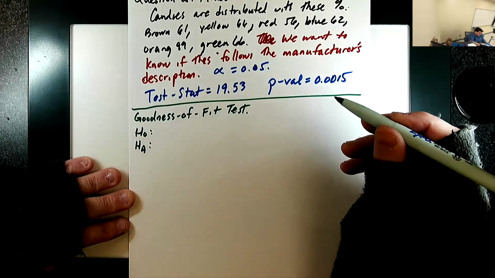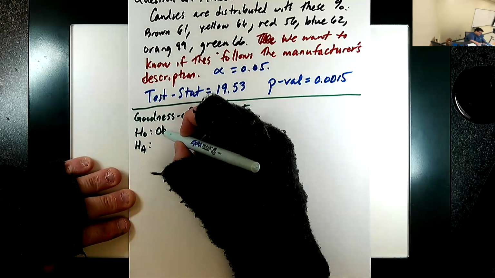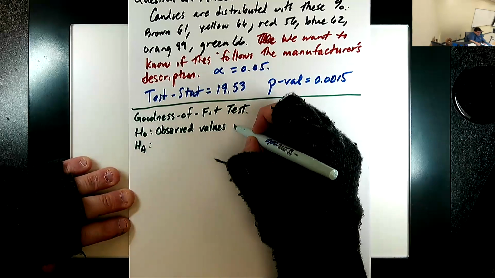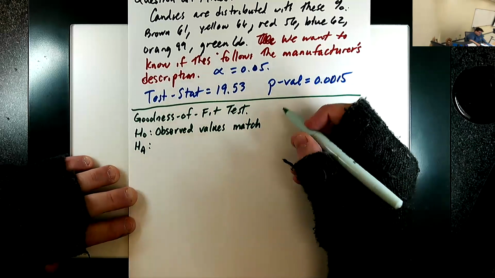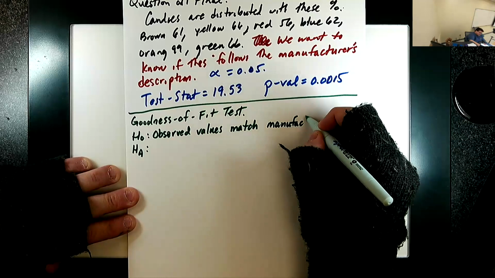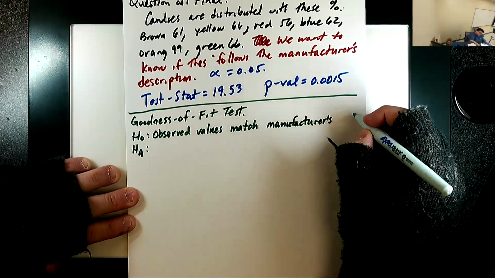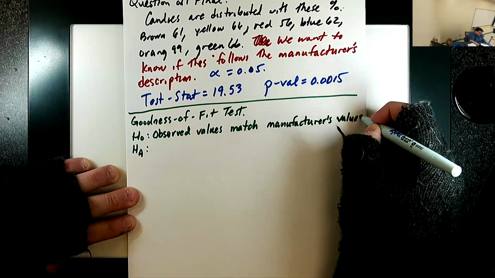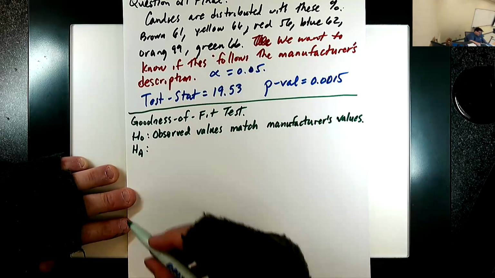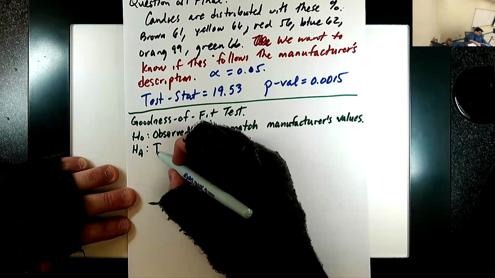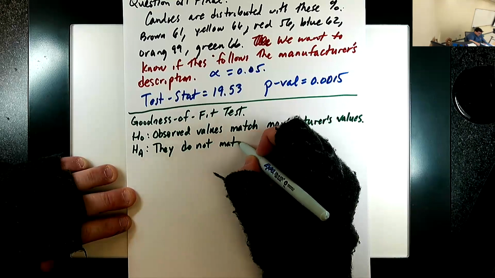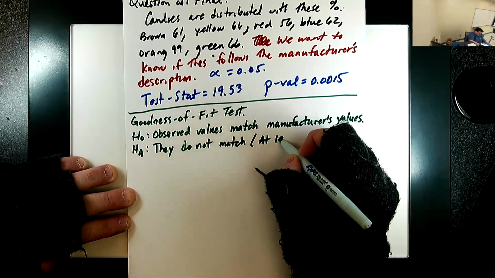H naught for the goodness of fit test is observed values match expected. In this case, I'll say manufacturer's description just to make sure it's clear. Or manufacturer's values. HA is they do not match. At least one.